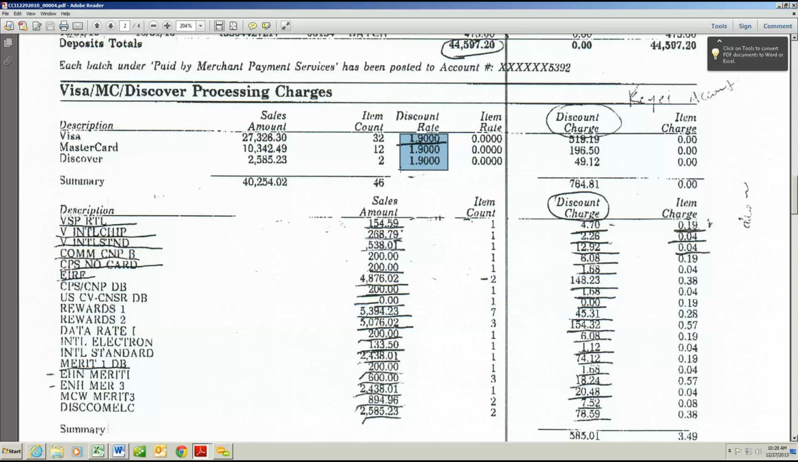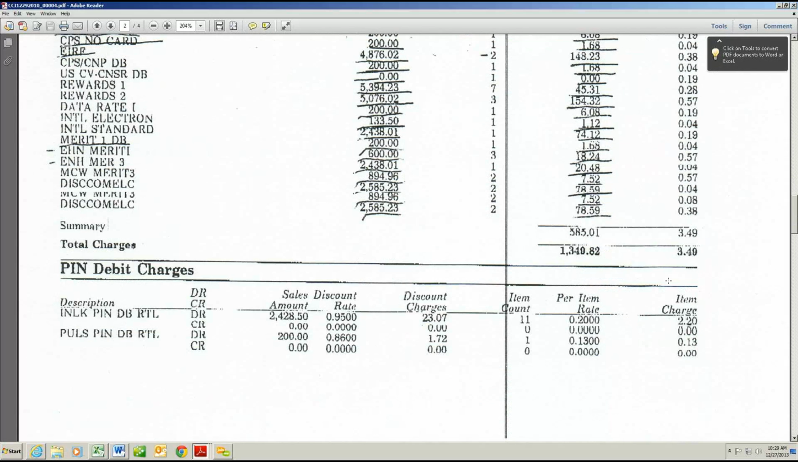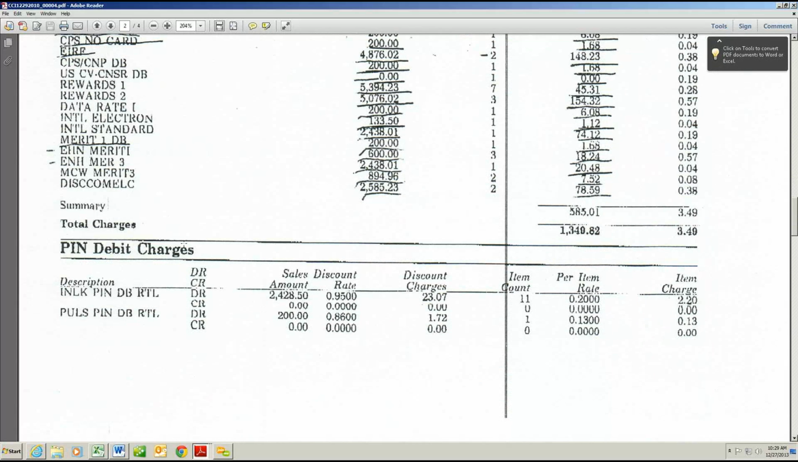And you recall from the interchange I showed you on Rewards 1, the cost goes up a little bit. So you can see in this case the processor is really marking up the downgrades of other interchange categories. There's also an item rate here where they are paying basically 19 cents here, 4 cents there. And you come down here, it shows you in PIN debit.